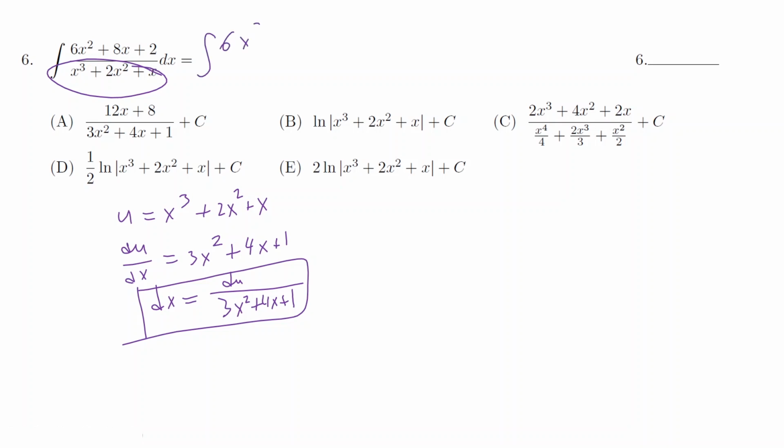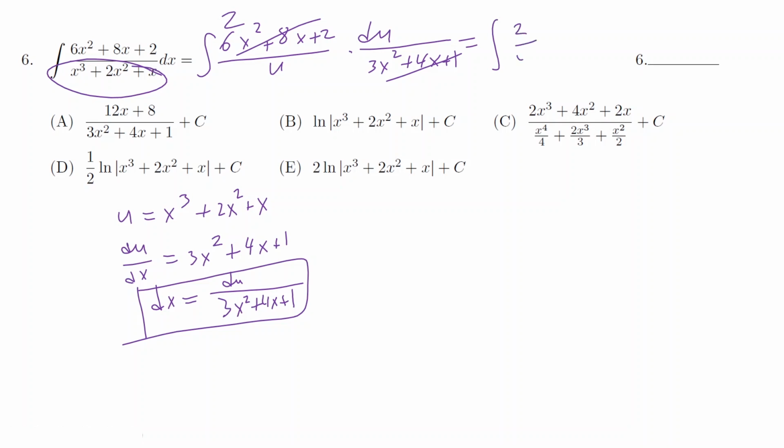The top stays the same, 6x squared plus 8x plus 2 over u. And for dx, we plug in du over 3x squared plus 4x plus 1. I can cancel these and get 2. So that's equal to the integral of 2 over u du. Great, so let me just continue here.